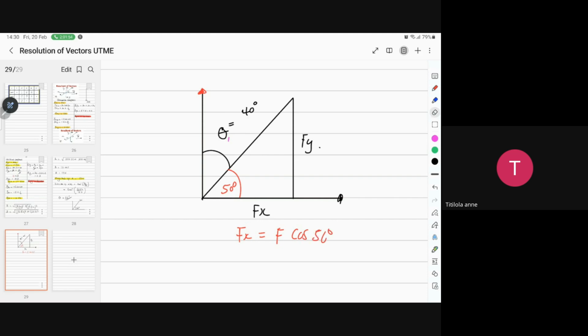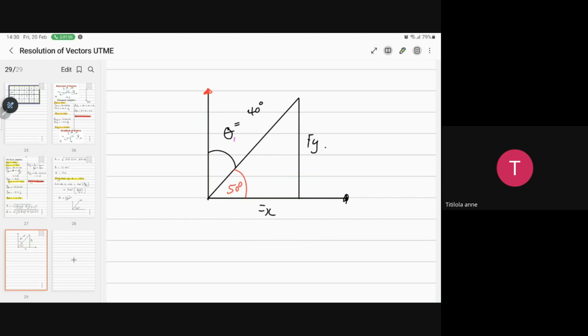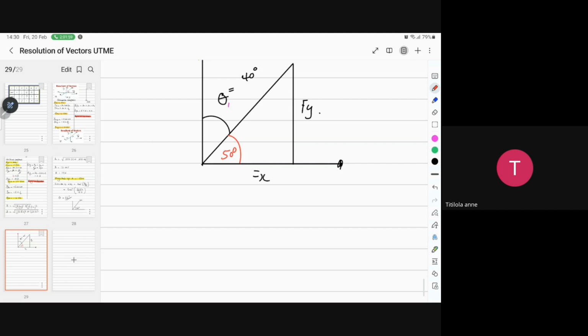Look at what I'm saying. I'm going to have that Fx is equal to F cos 50. But in actual sense, the value they gave me was 40, and the formula I was supposed to use because of that should be F sine 50. Sorry, F sine 40 here, because 40 was what was given to us. This should give you the same answer. Someone check that. Yes, good, it gives the same value.